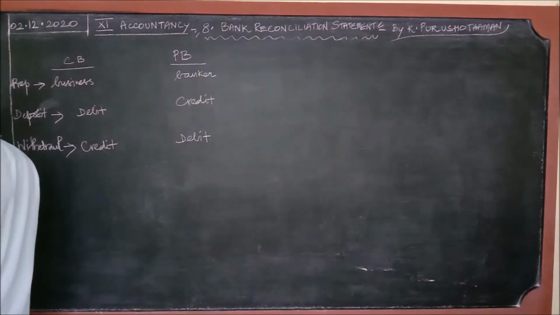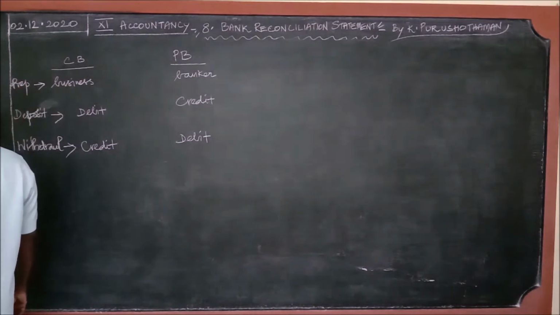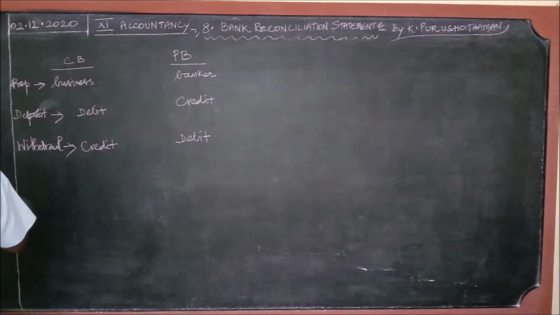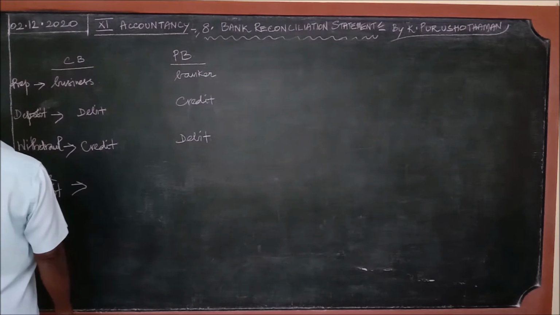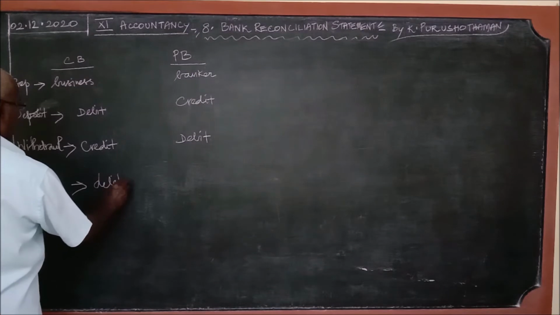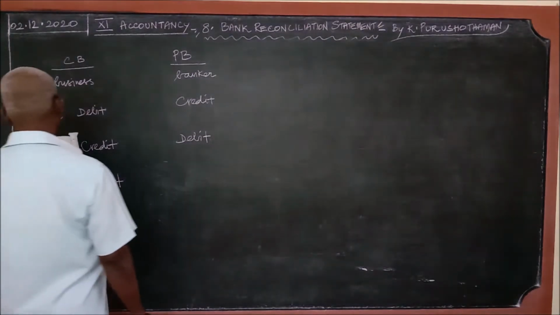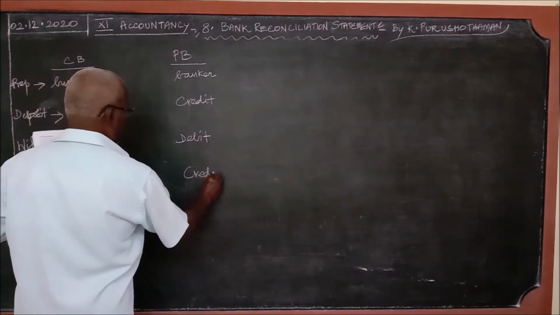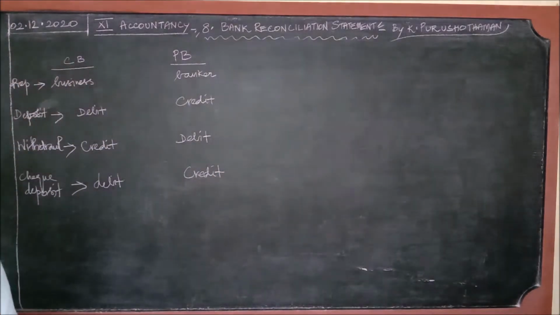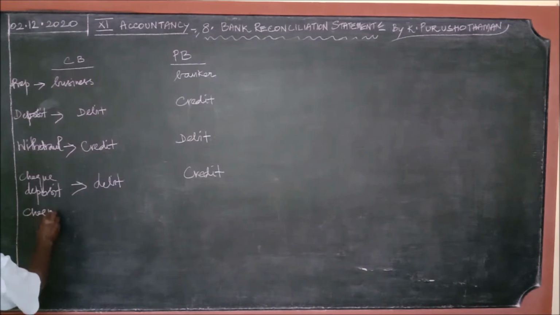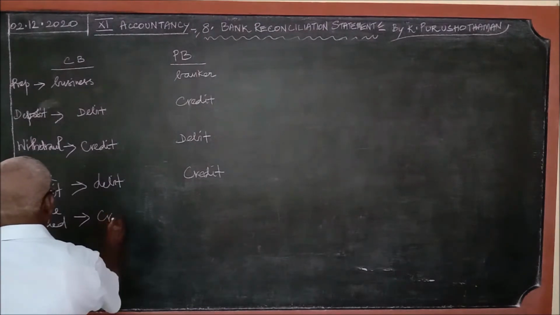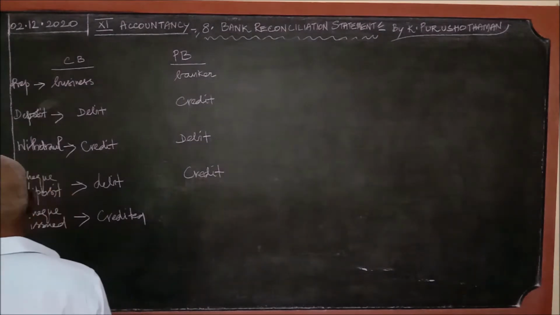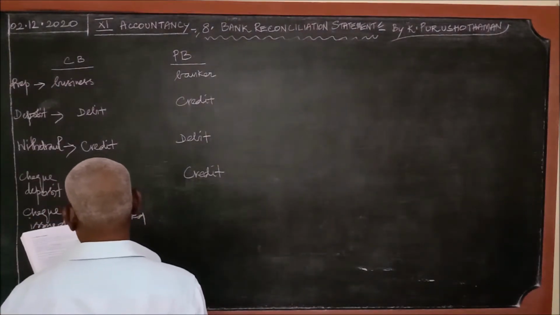Then checks are debited on the day of deposit. Regarding the check deposits, in the cash book they are debited on the day of deposit, and the same check deposits are credited in the passbook. Then checks issued are credited in the cash book, and debited in the passbook.